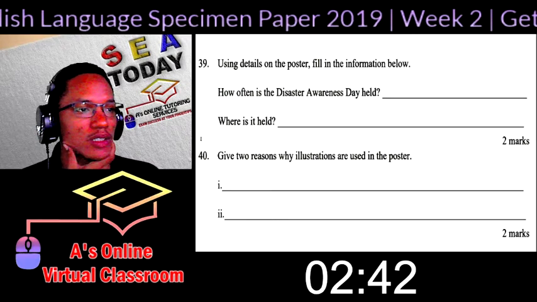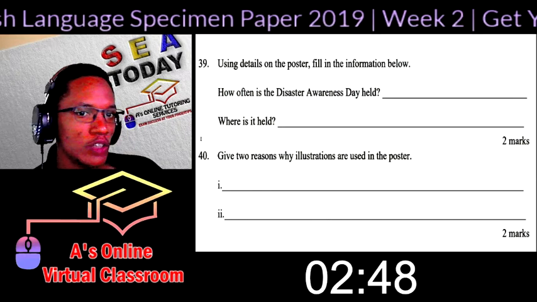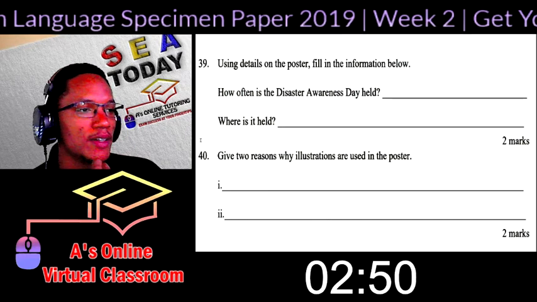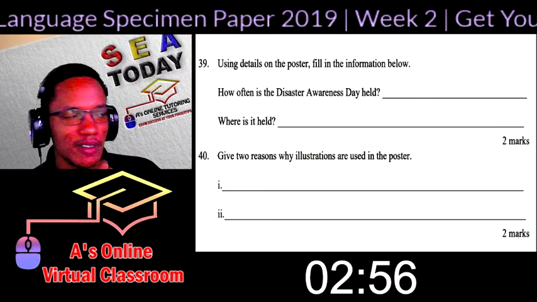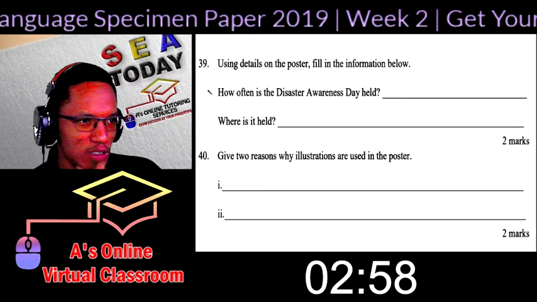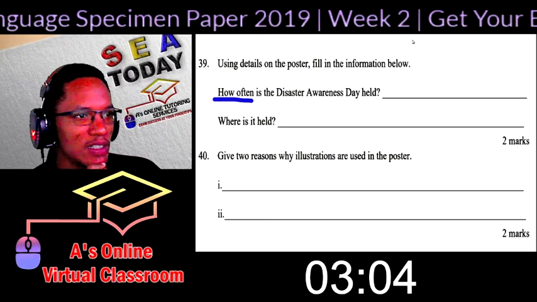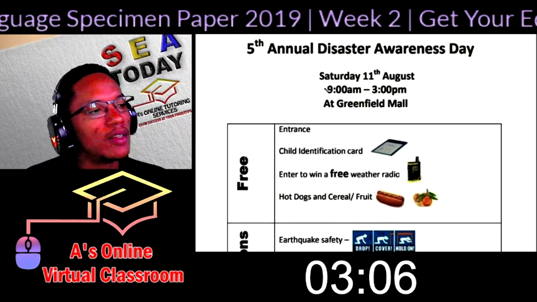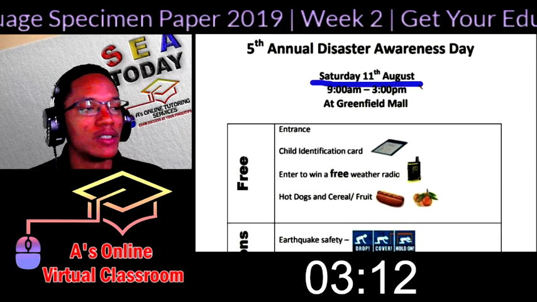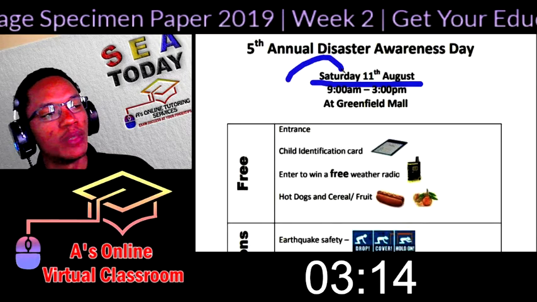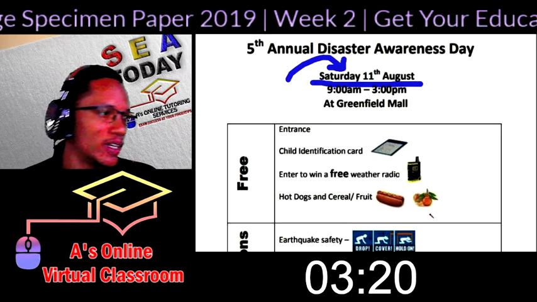The first question asks, using details on the poster, fill in the information below. The first thing they want us to fill in is how often is the Disaster Awareness Day held? When we look at the flyer itself, we can see that it has a date as to when it's taking place, but that doesn't tell us how often. It's not saying it's taking place every single Saturday. The poster doesn't indicate that at all.